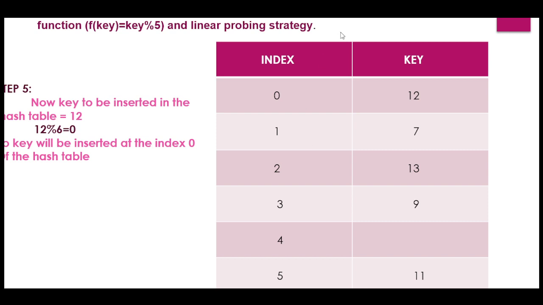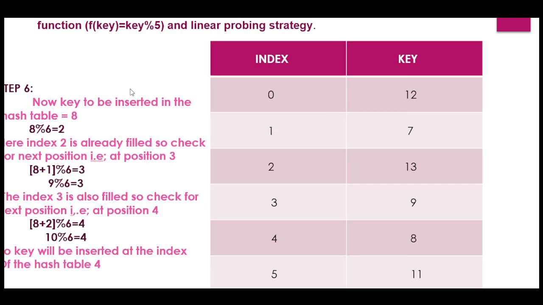Next step. We have the element 12. 12 mod 6 is 0. In index 0, there is no element before, so now we have inserted the element 12 in index 0. Next step, we have the element 8. 8 mod 6 is 2. Here index 2 is already filled with the key element 13.